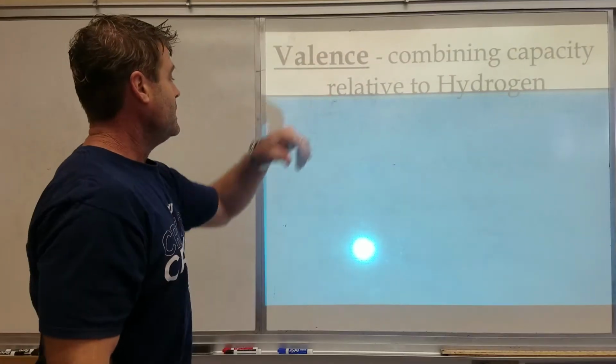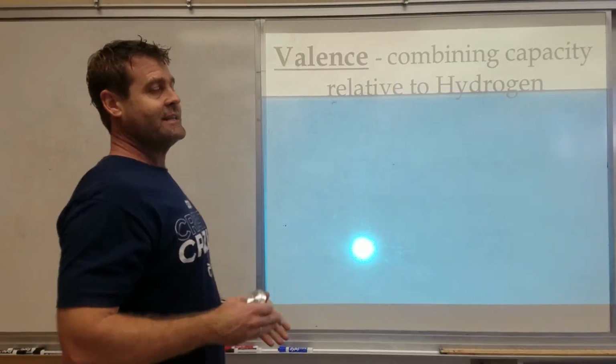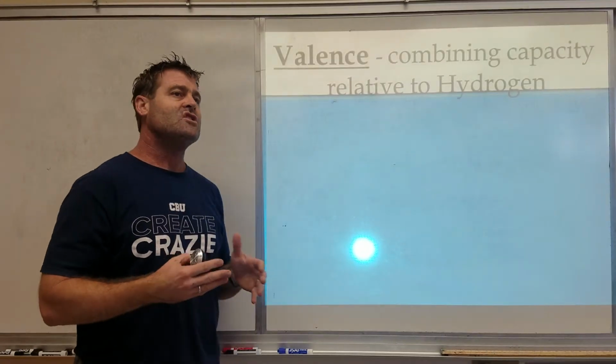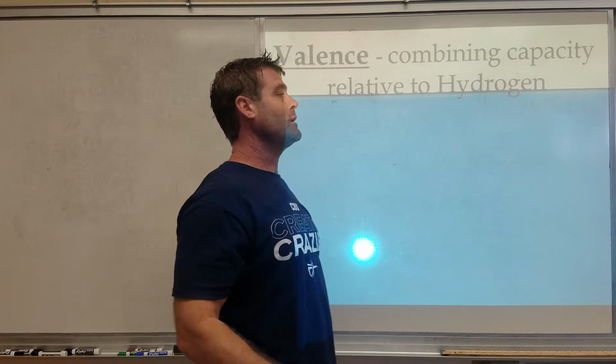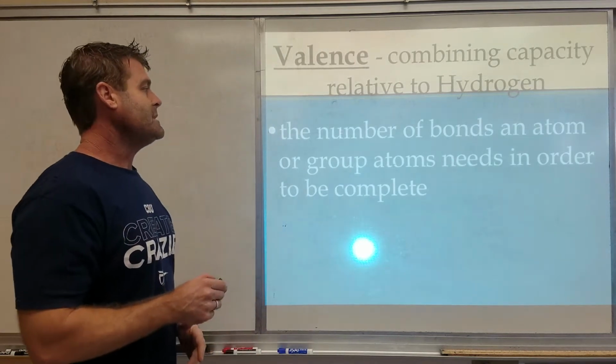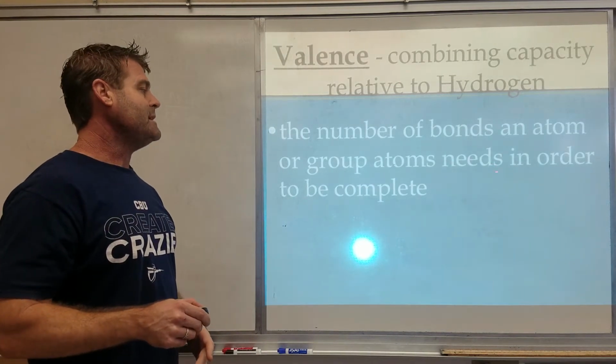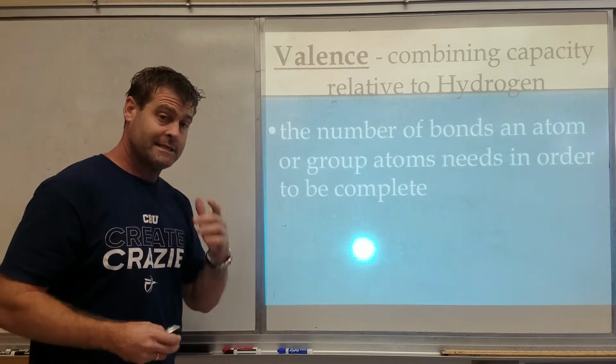So we're going to introduce this term valence. Valence is much like a charge on an atom oftentimes, but more specifically, it's the combining capacity relative to hydrogen. You can look at it as the number of bonds an atom or group of atoms needs in order to be complete. Okay?